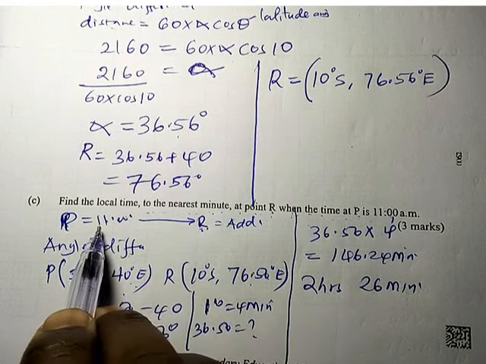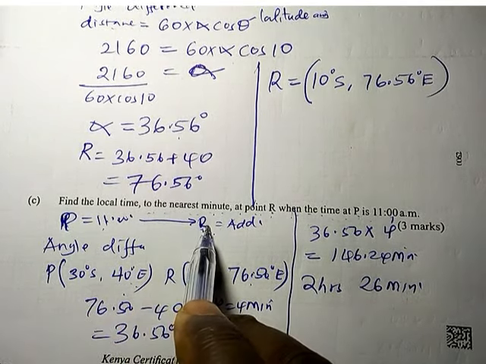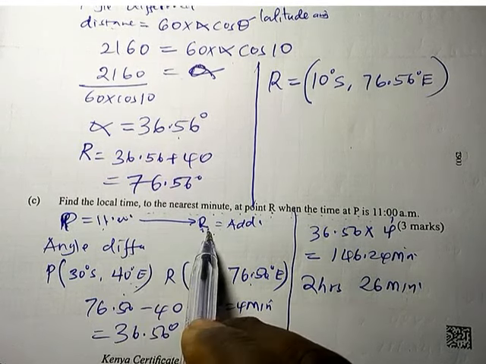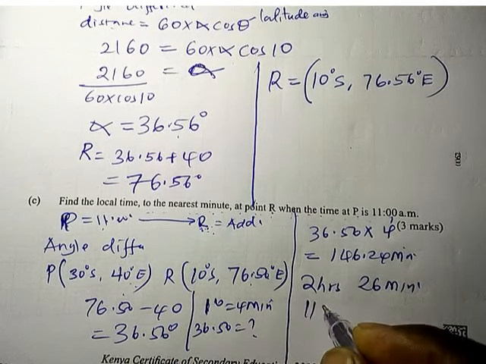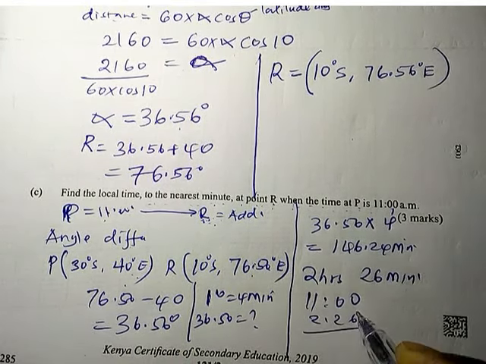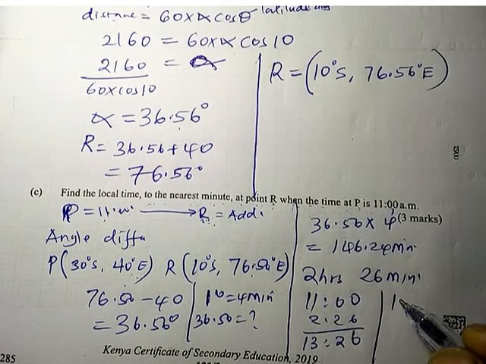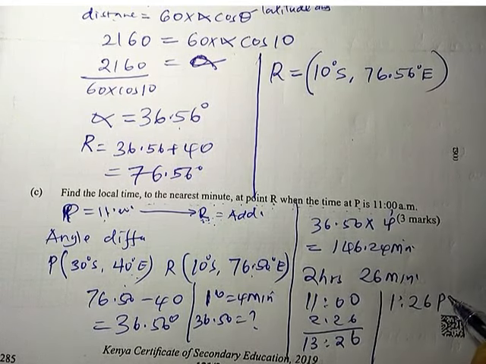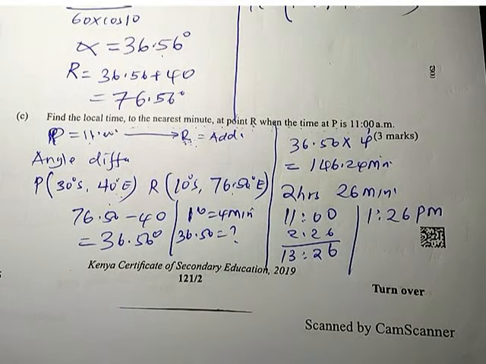So, from 11, to the east we are going to add, because we are going to the east. We add, like we are moving towards the east. So it is 11:00 plus 2:26, which is 13:26. So it arrives there at 7:26 PM.